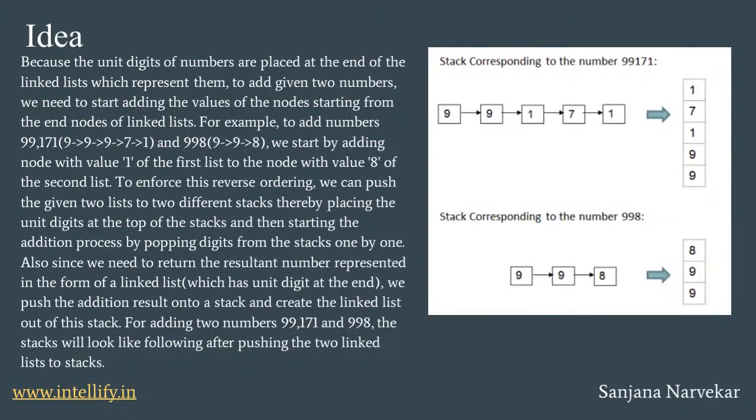Now for example, say we have to add the numbers 99171 and 998. So we have to add the node value 1 of the first list to the node value 8 of the second linked list. So here basically the idea is to add the unit digit place values first.